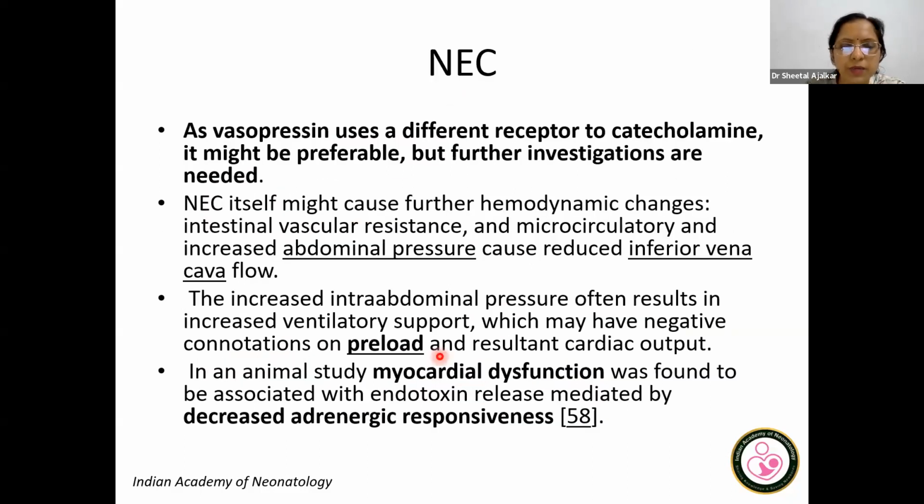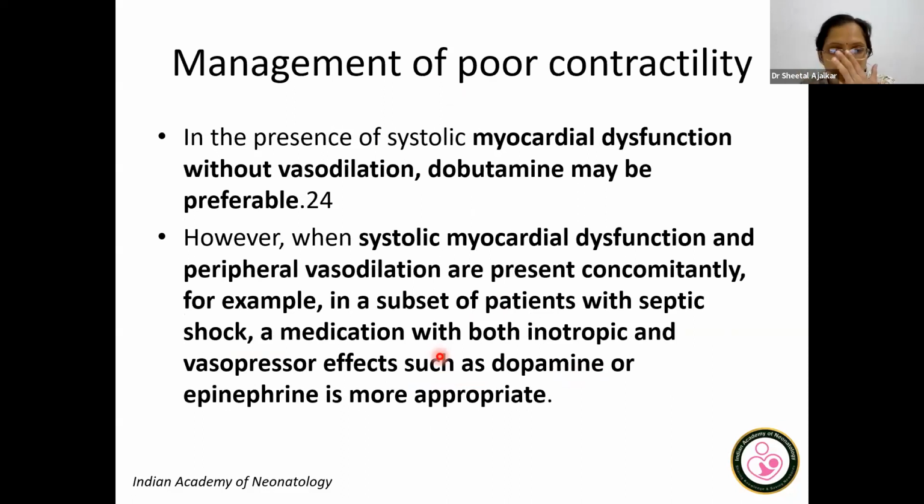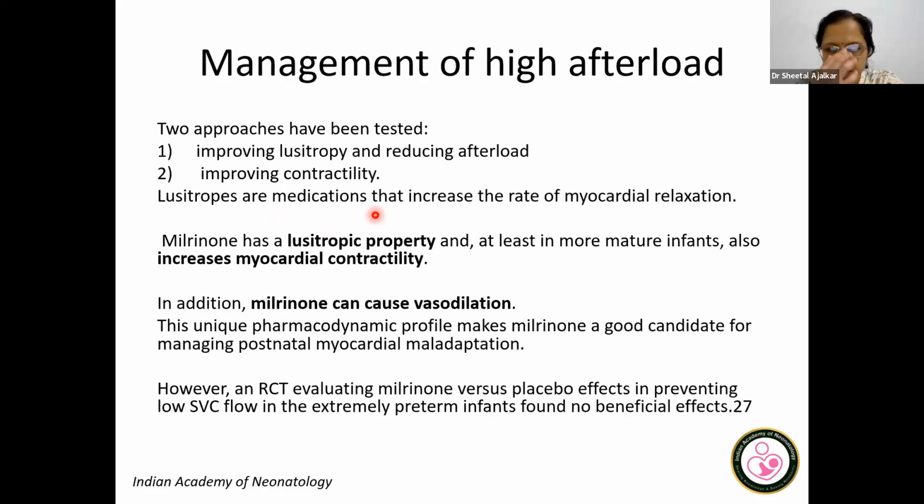Coming to any disease causing poor myocardial contractility without vasodilation, dobutamine should be the preferable one. This is as per one study. And when systolic myocardial dysfunction and peripheral vasodilation are present concomitantly, like patients with septic shock, medication with both inotropic property and vasopressor effect should be used, like dopamine or epinephrine, which is more appropriate. So for septic shock, the evidence is more towards dopamine or epinephrine.